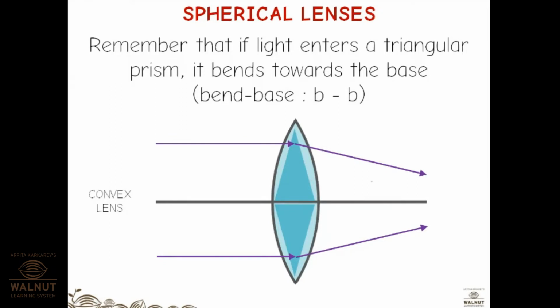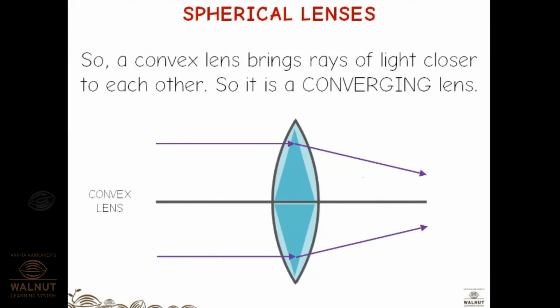Getting it? What will be the refraction of the light rays here? They are going to converge, right? So a convex lens will bring rays of light closer to each other. So it is a type of converging lens. What do you mean by converging? All the light rays are going to come to one point. They will be collected on one single point. That is called a converging lens.